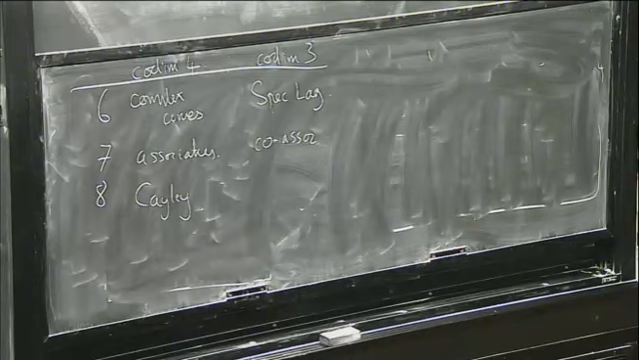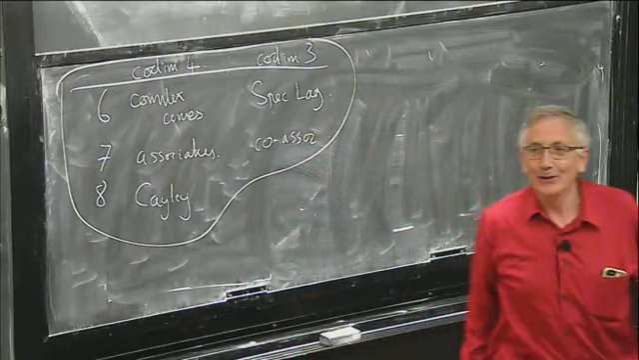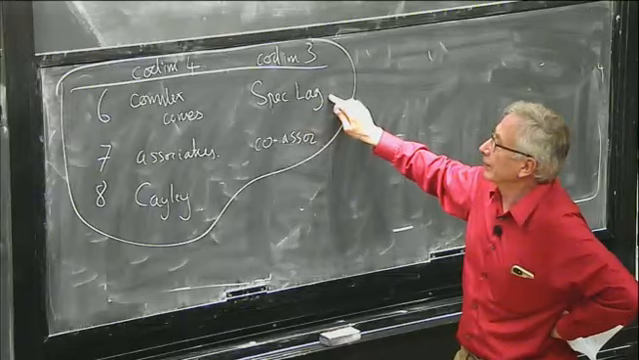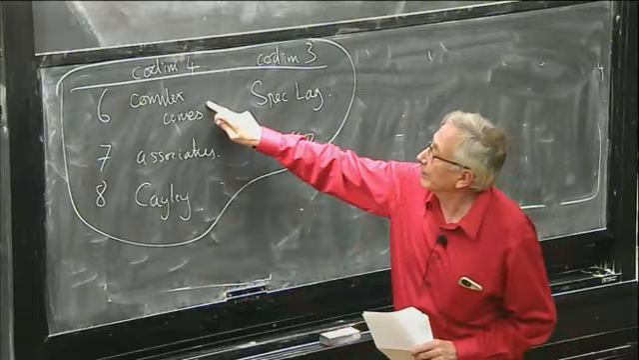So we have all these lovely calibrated objects to play with, but I will not have time to talk about any. These are related in the natural ways. If we have a special Lagrangian, it is an associative in the product of the Calabi-Yau with R. If you take a complex curve and multiply that by R, you get another kind of associative, and so forth.